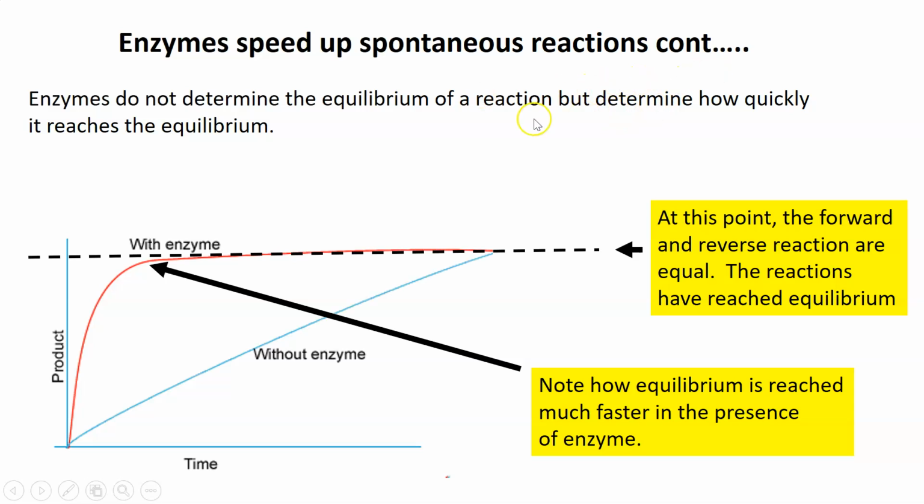But what they do determine is how quickly they reach the equilibrium. In other words, they speed up reactions. If this blue line represents the reaction reaching equilibrium, look how long it takes. This is time here. The red line demonstrates the reaction in the presence of enzyme, and look how quickly it reaches the equilibrium. Both of them reach the same equilibrium, but the enzyme gets there much quicker.